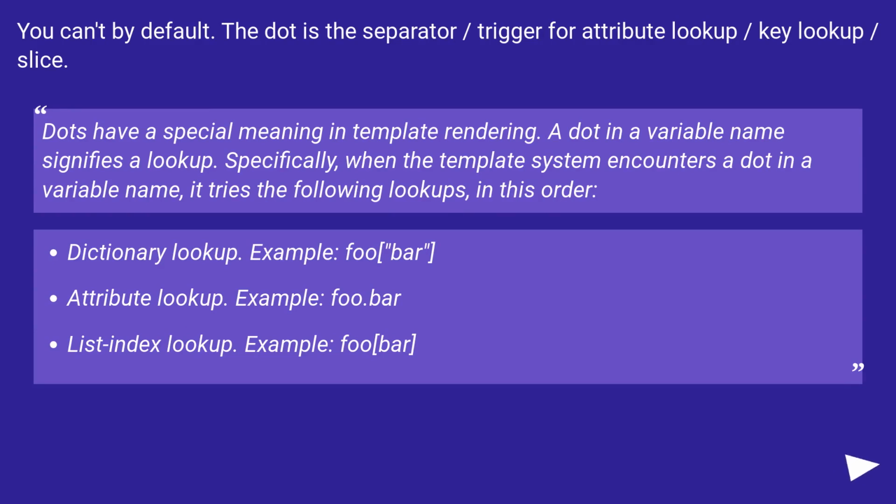Specifically, when the template system encounters a dot in a variable name, it tries the following lookups, in this order: dictionary lookup, example, foo["bar"]; attribute lookup, example, foo.bar; list index lookup, example, foo[bar].